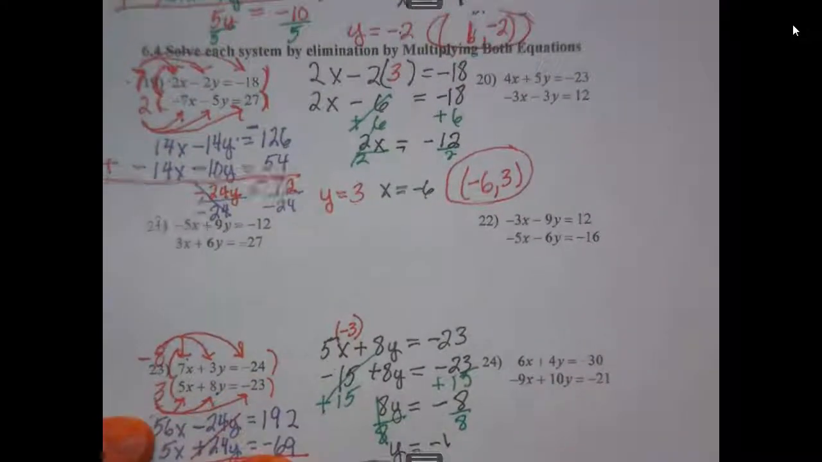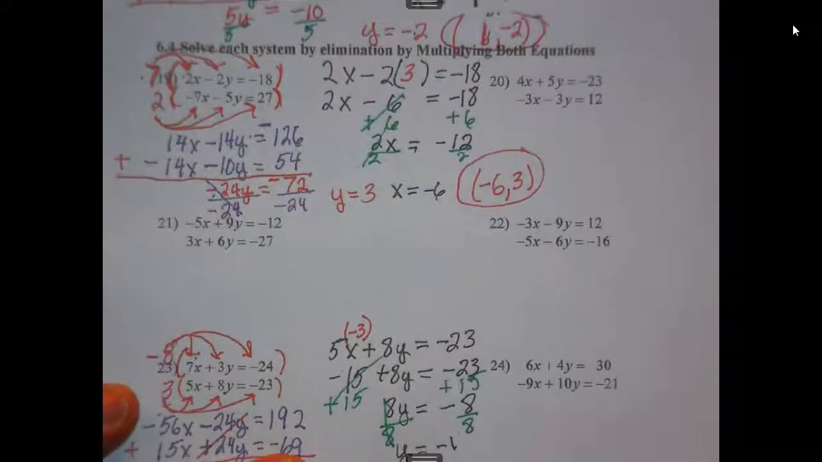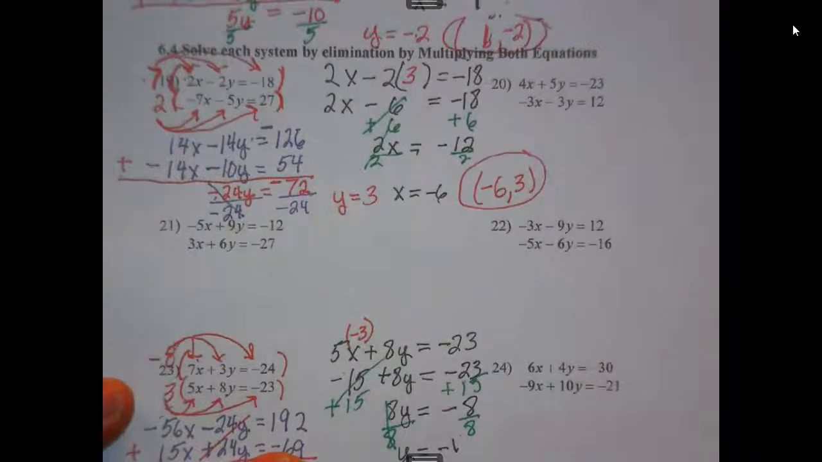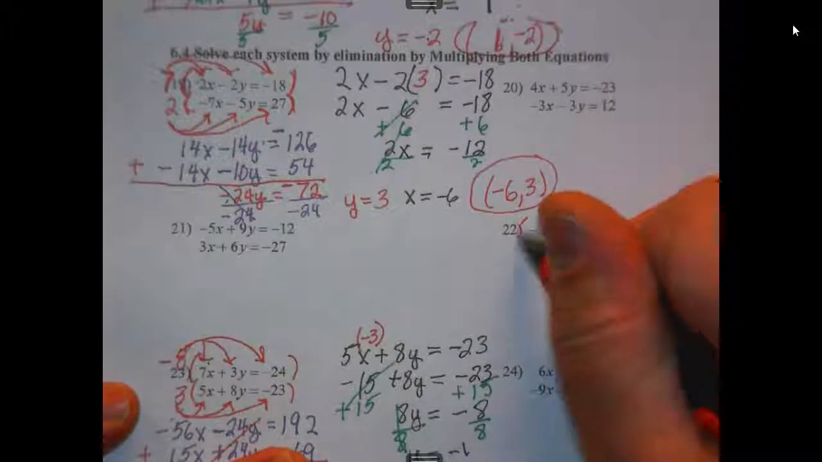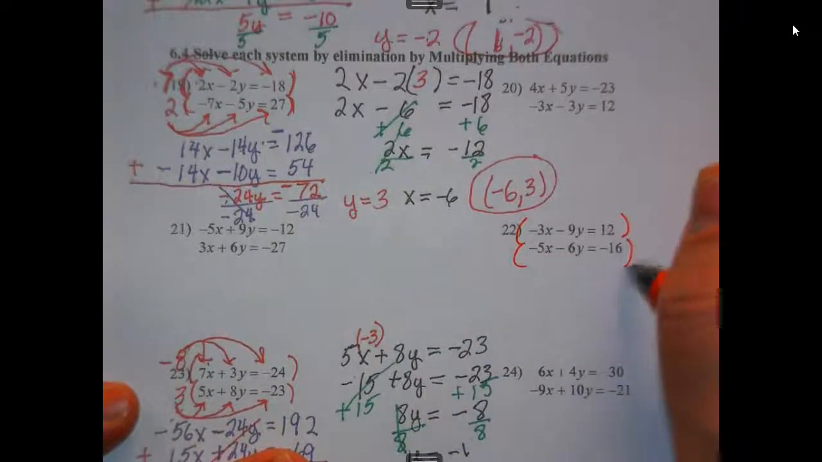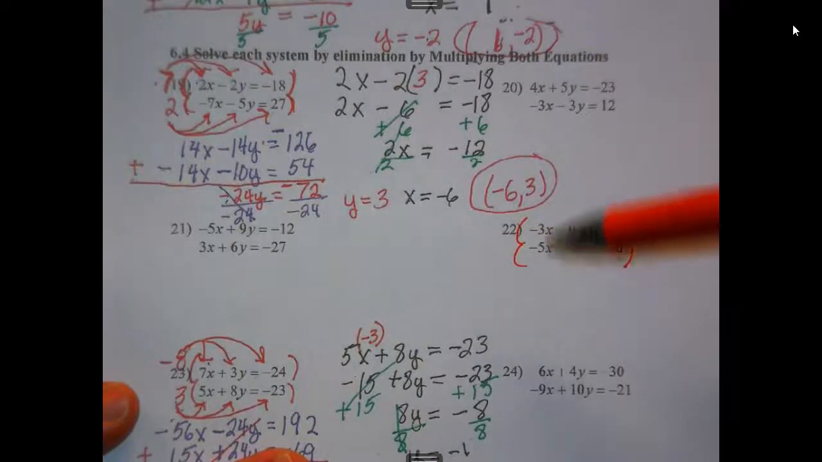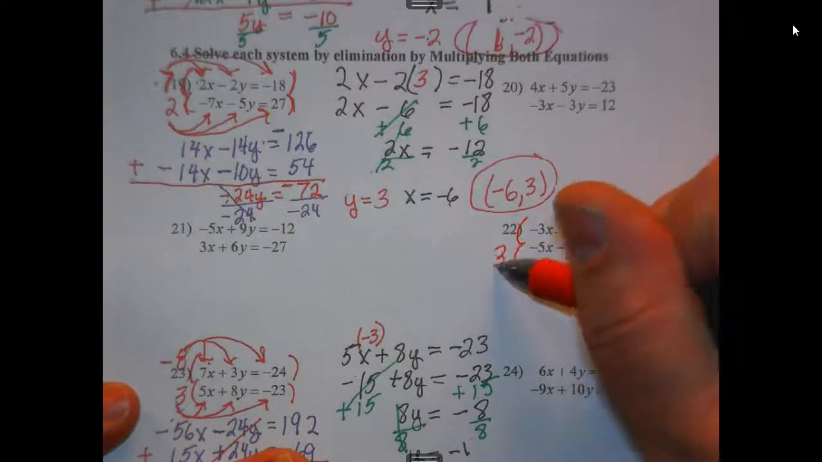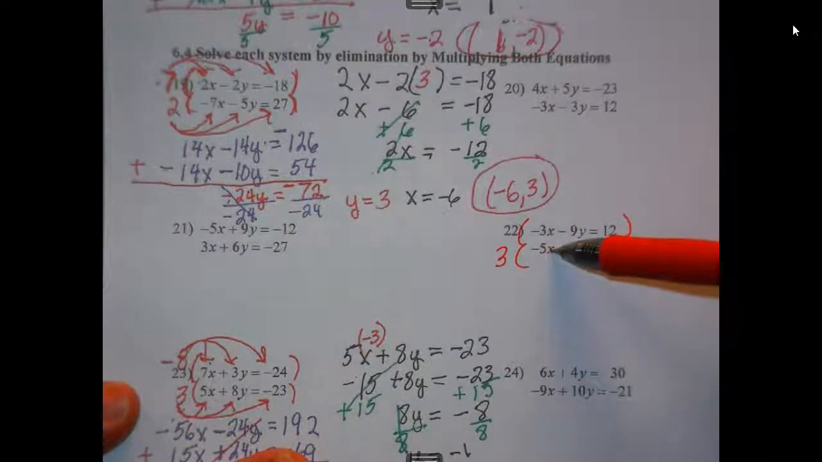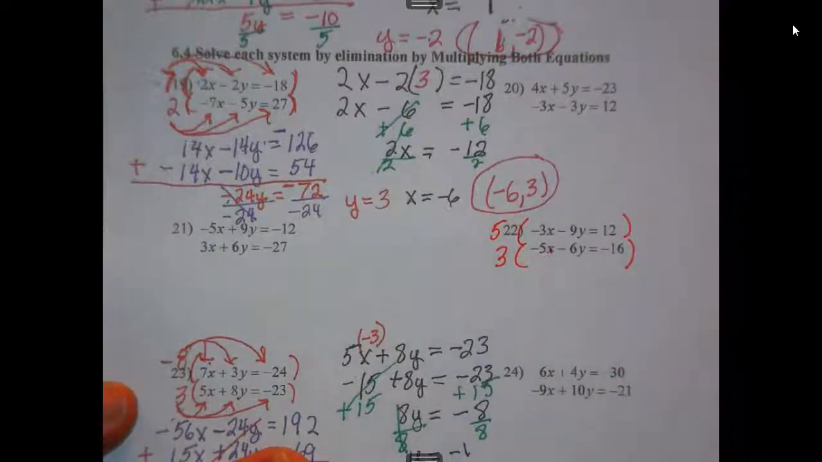And then the last part of 6.4, you have to multiply both equations by a number. The easiest way, I think, to do this, instead of trying to figure out what number to multiply each equation by, pick one of the variables. I'm going to pick the x's, and I'm going to multiply each equation by the other coefficient. So this has a 3x. I'm going to multiply the bottom one by 3. This has a 5x, so I'm going to multiply the top one by 5.